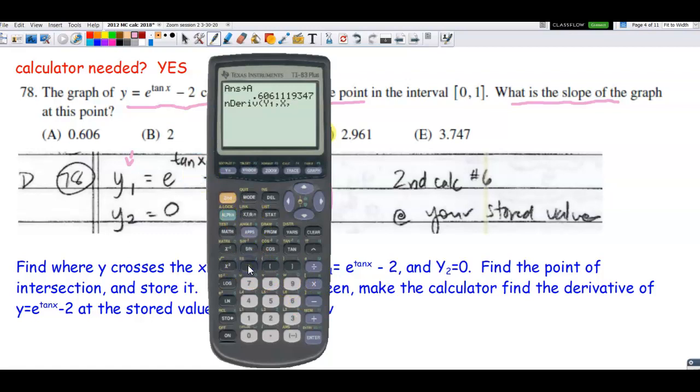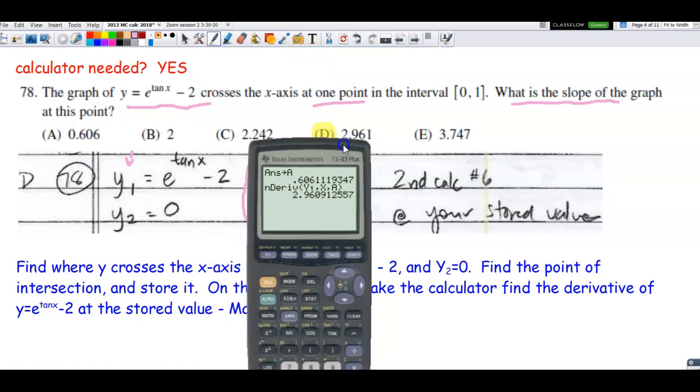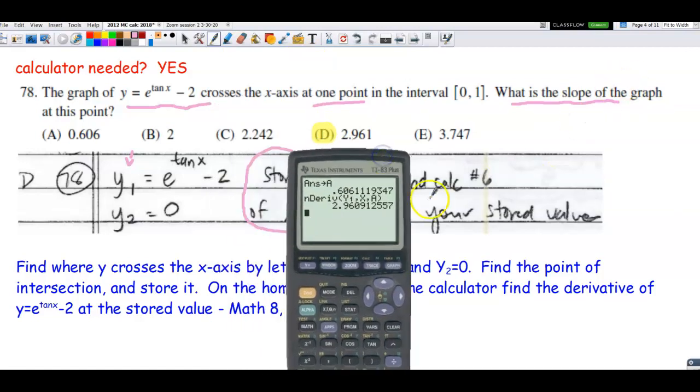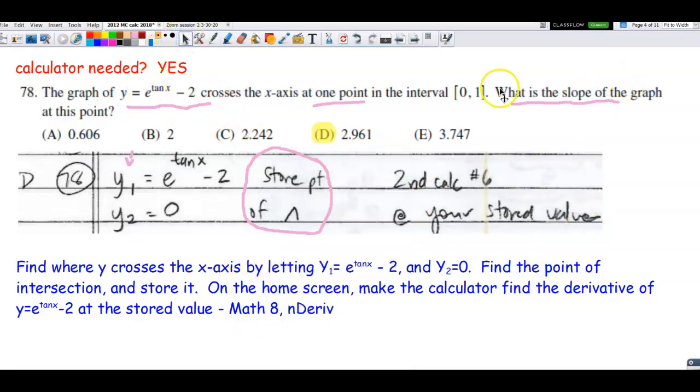In terms of x at alpha A, close the parenthesis, and again, if you have a newer model calculator, it's kind of intuitive of what you would type in. And that's going to give me my 2.961, and that is D. All right, so let's go back. Let me get rid of my calculator. There we go.